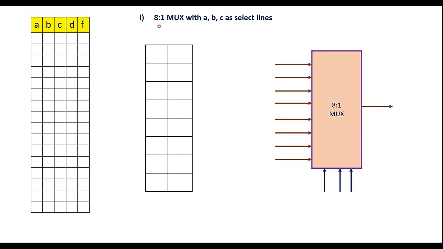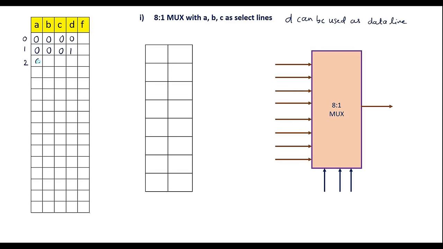Let me use an 8-to-1 MUX where I will consider ABC as select lines. So in that case, D can be used as data line. For understanding purposes, first I will write all possible inputs with four variables, that is ABCD. We know that it is 0, 0, 0, 0. We have four variables A, B, C, D. That is for min term 0. For 1, it will be 0, 0, 0, 1.